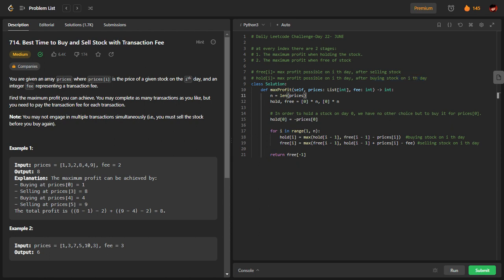So n is basically the length of the given array. Hold and free are two arrays of length n, which will all have zero values at the start. Now we have to fill the first element, because obviously we are not going to make any profit out of the zeroth index.